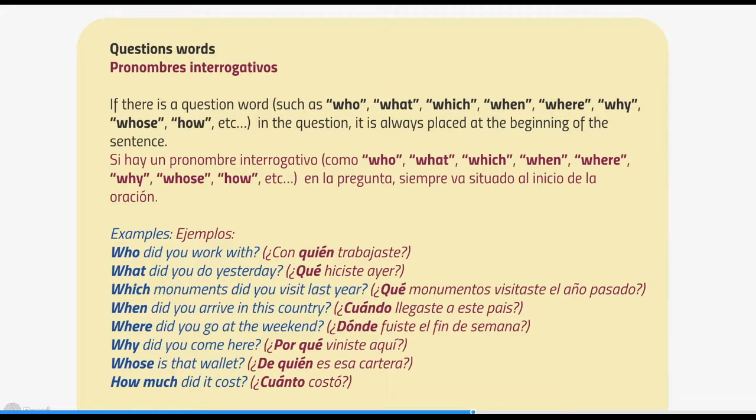When did you arrive in this country? Where did you go at the weekend? Why did you come here? Whose is the wallet? How much did it cost?